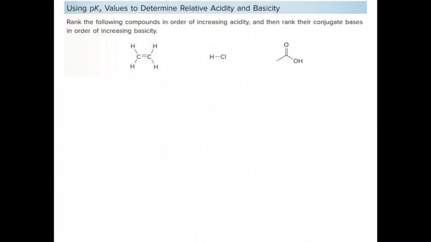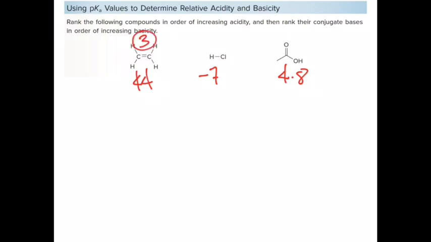So the first one here has a pKa of 44, and then the third one has a 4.8 pKa, and the middle one, hydrochloric acid, has a pKa of -7. So we know that the lower the pKa values, the higher or the stronger the acid. And so in that case, it says rank the following compounds in order of increasing acidity. So this one right here would be the weakest.